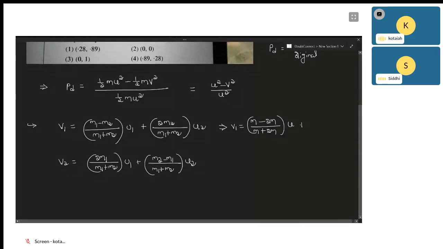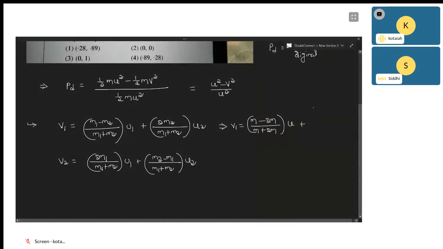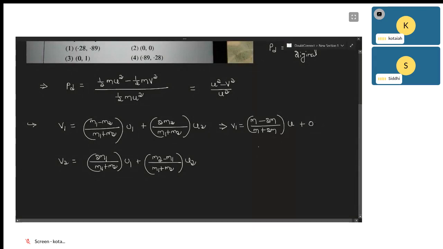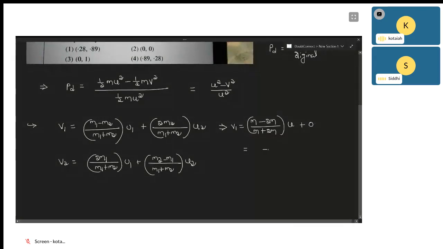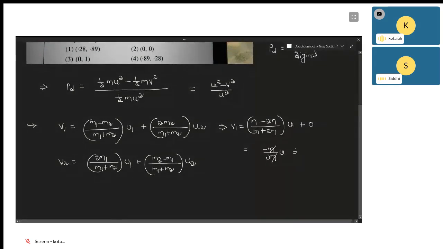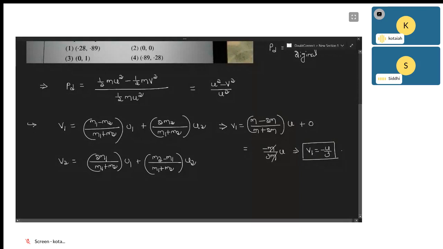Plus, now u2 means initial velocity of the second object. Initially, deuterium is at rest, so u2 is equal to 0. So this term will become 0. So v1 is equal to minus m by 3m into u. m will be cancelled, so I can write v1 is equal to minus u by 3. That means neutron will bounce back with a speed u by 3. Minus means it will move in opposite direction after collision.